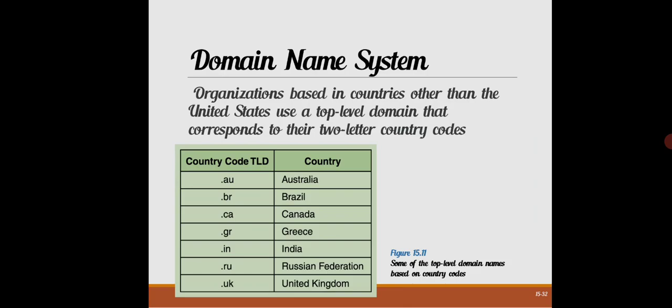Domain name system. Organizations based in countries other than the United States use a top level domain name that corresponds to their two letter country codes. Country code TLD, country: .au, Australia; .br, Brazil; .ca, Canada; .gr, Greece; .in, India; .ru, Russian Federation; .uk, United Kingdom.